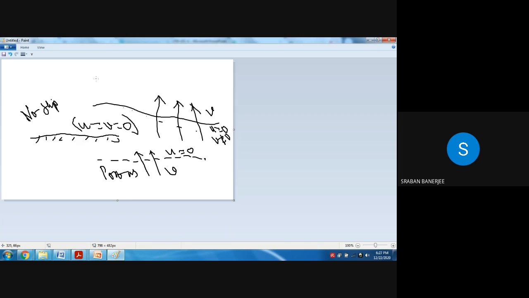Suppose you have a bucket of sand. This is a porous wall. You have put water on it. So what will happen? Water will slowly, gradually penetrate, right? So the V component of velocity will be nonzero, but water will not go in this way. U component is 0.